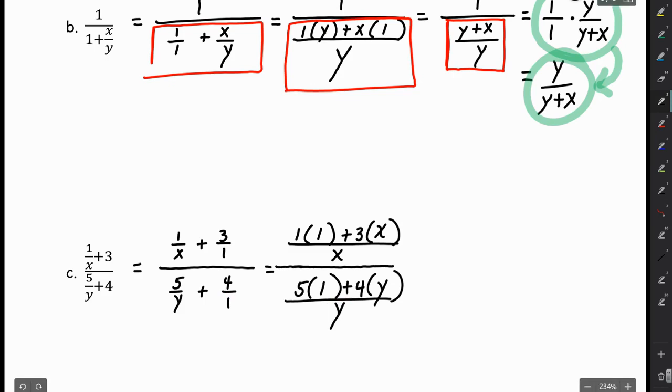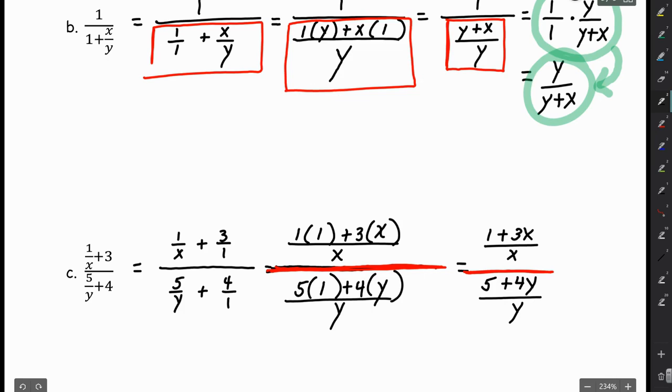Now, it may help to just kind of make this line really big so you really can see that you're dealing with, maybe even put it in a different color, that this is dividing this up. That might help, okay? So what do we have in our new numerator? Well, we have 1 times 1, that's 1 plus 3x. All right, so let's write that. So we have 1 plus 3x over x, and that's going to be all over 5 plus 4y over y.